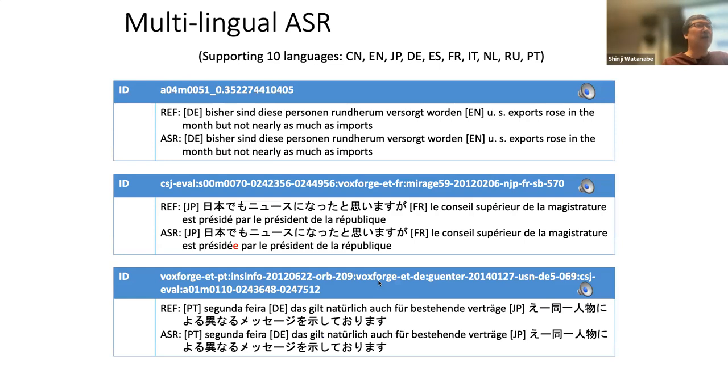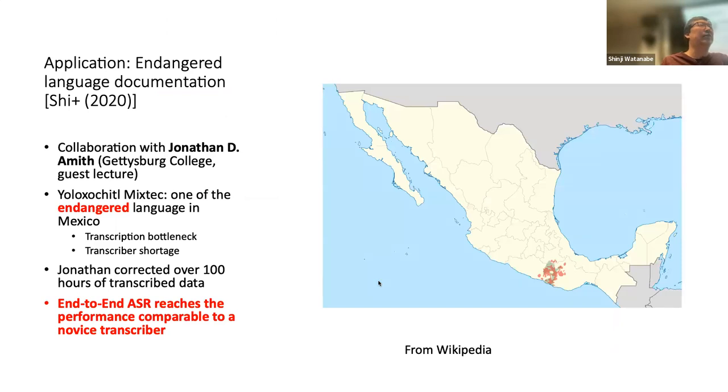And another application of this methodology is endangered language documentation. This is a collaboration with Jonathan Amith, who gave a guest lecture here in the multilingual NLP class 2 years ago. He collected Yoloxochitl Mixtec, one of the endangered languages in Mexico. It has a quite difficult transcription bottleneck and transcriber shortage. And making the pronunciation lexicon is also very difficult.